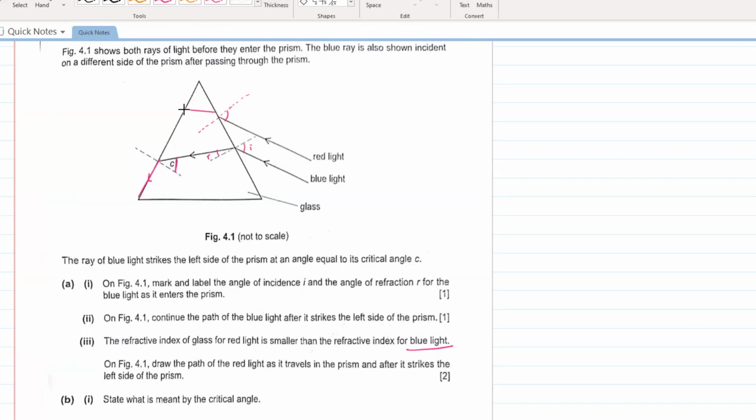So somewhat like this, maybe. And this is your angle of refraction. This is your angle of incidence. And as you move through the prism.